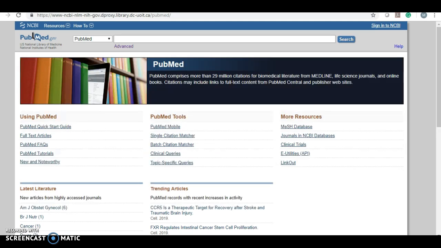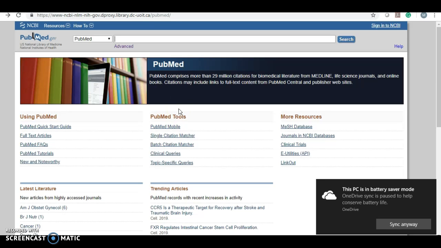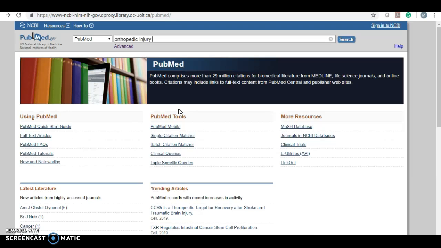The database I'll be using is PubMed, and to start off, we should start the search with the first part of PICO, the information we know about the patient. What I know is an adult dealing with an orthopedic injury, so we'll start with that.